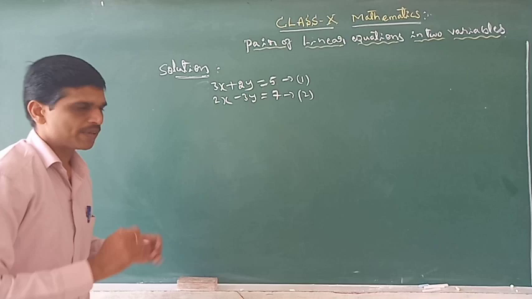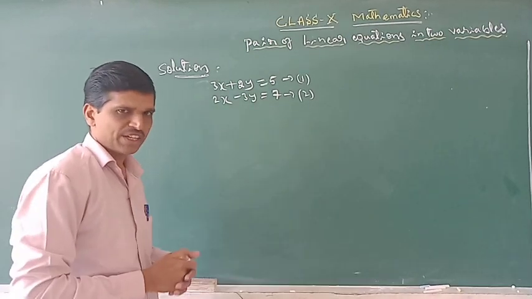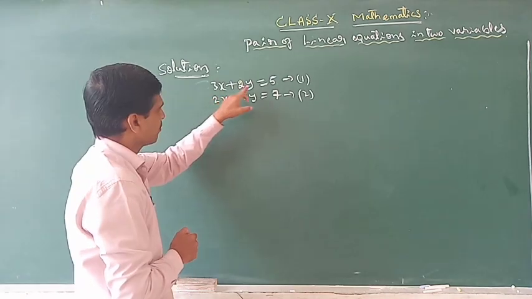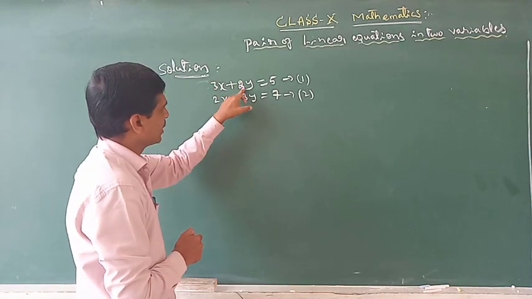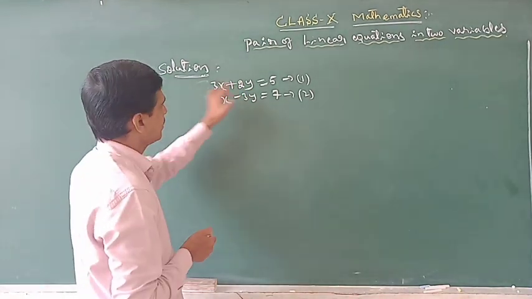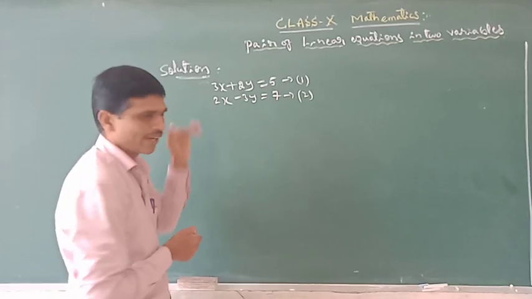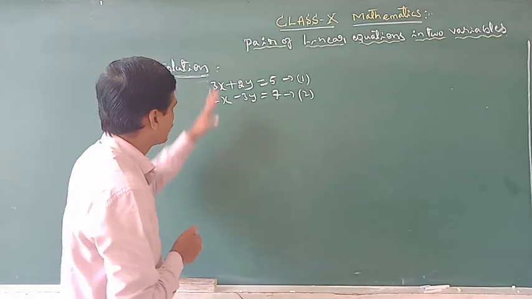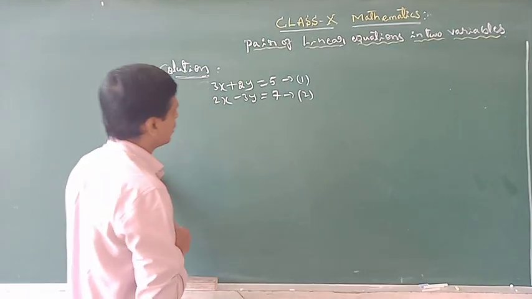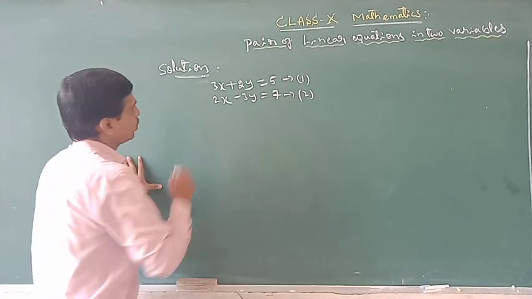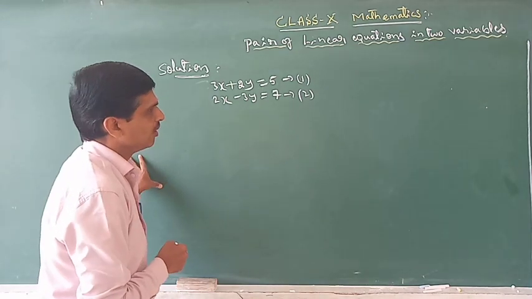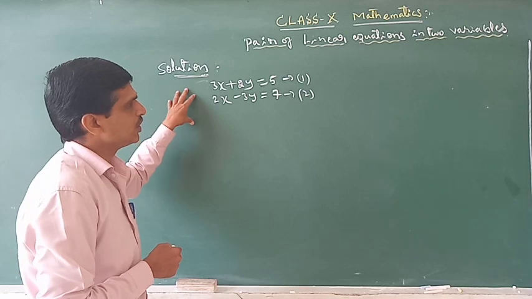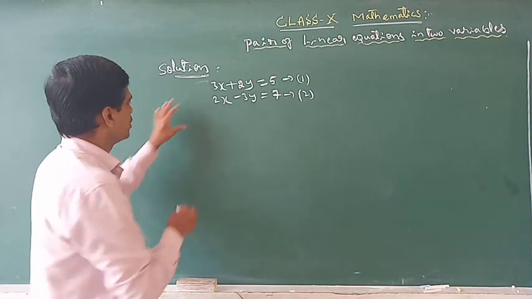Consider their standard form first, before going to the solution. Of course, x first and then y. The coefficients are already reduced. 5 is a prime number, so no need to reduce it. 2 and 3 are prime numbers, and 7 is also a prime number. So there is no need to reduce the given pair of linear equations. Now, in order to find whether these are consistent or inconsistent, first we consider their ratios.